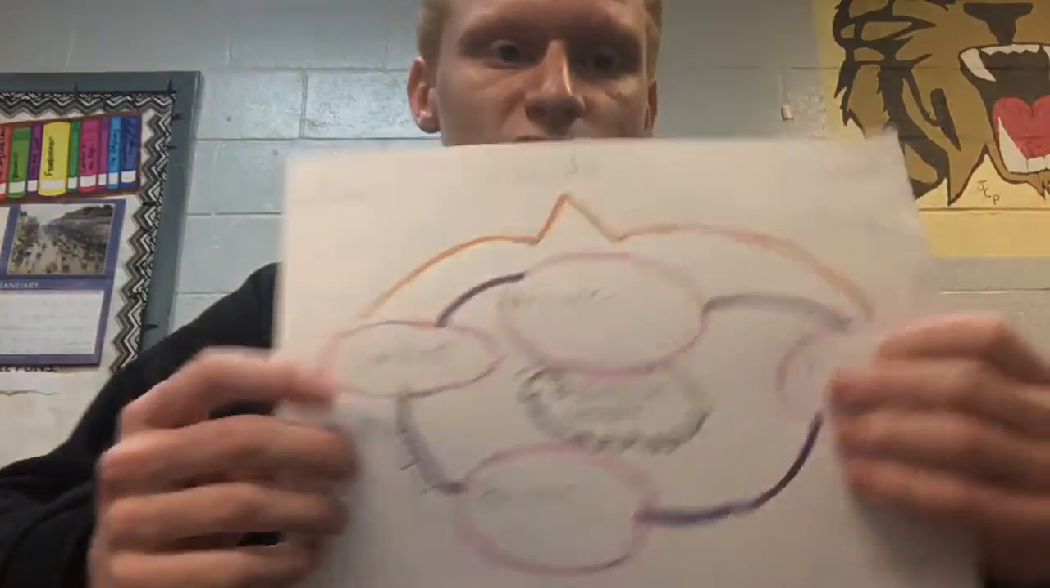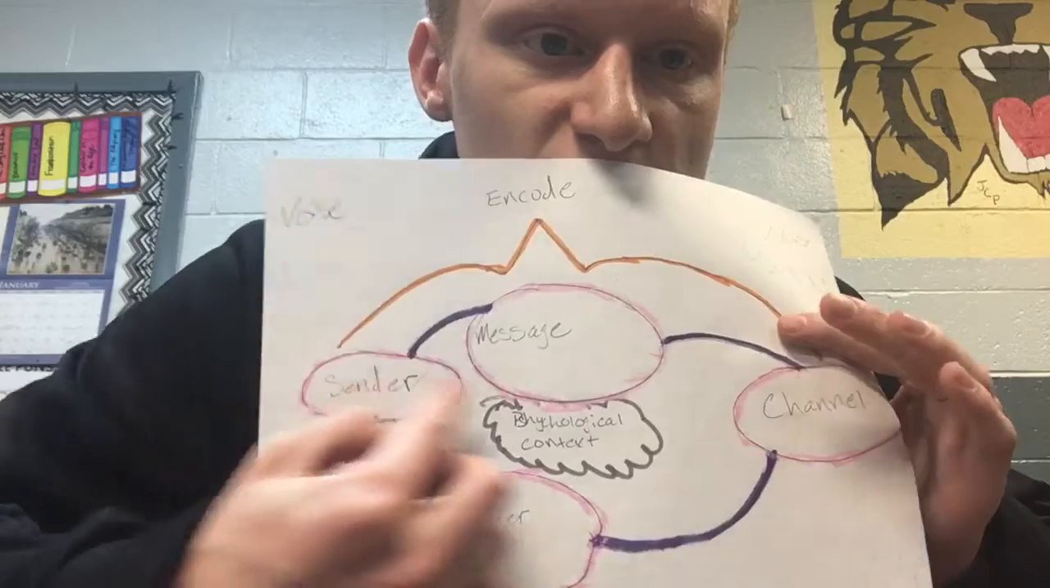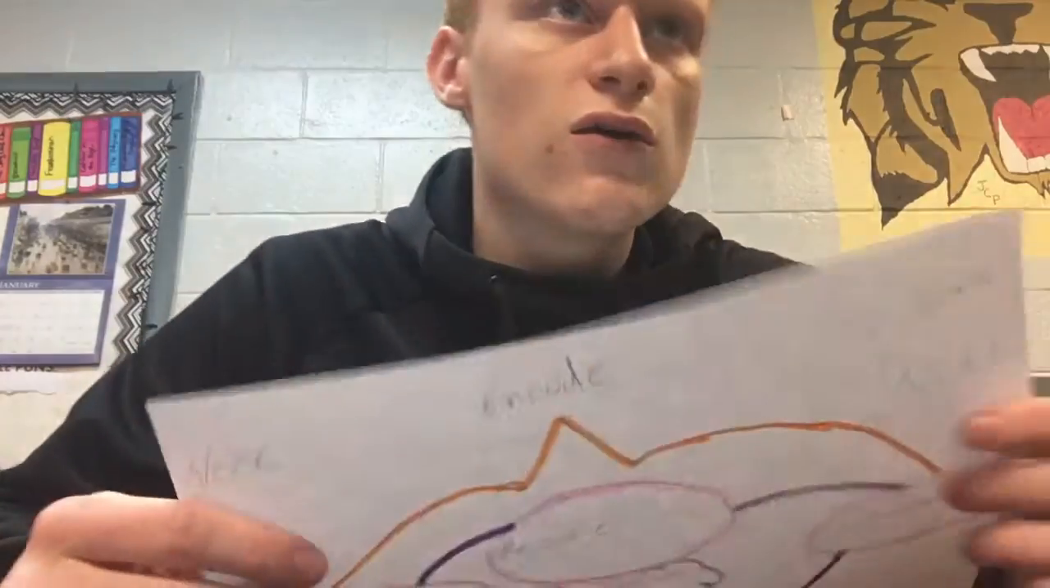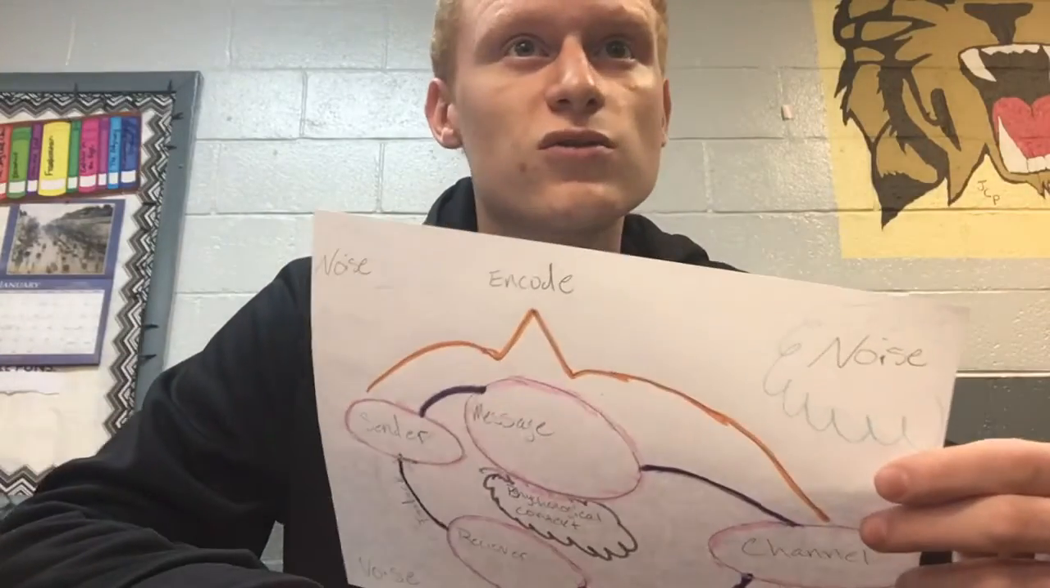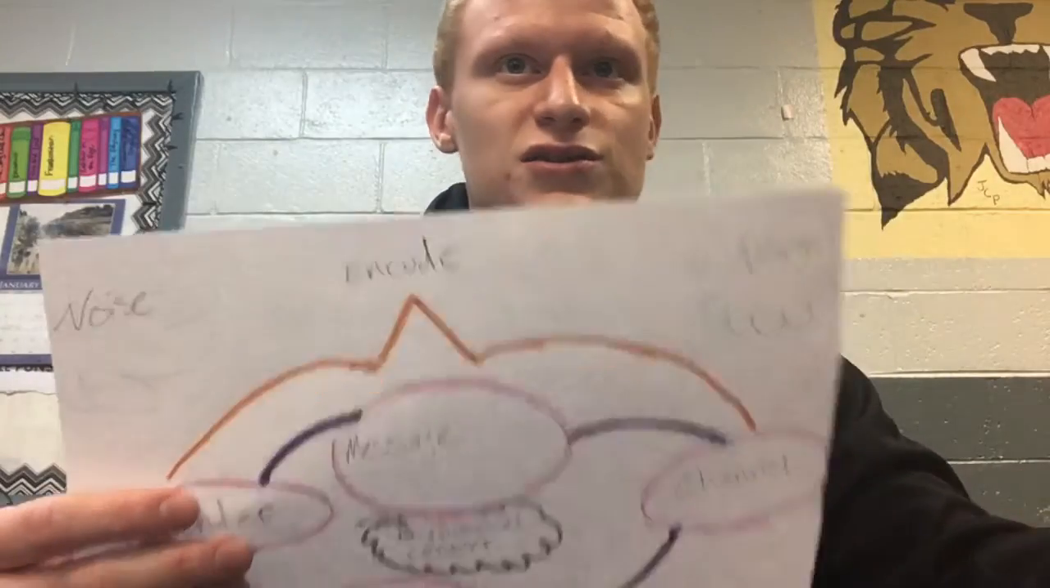So the next step in the model is the channel right here, which is how the sender is going to get the message to the receiver. So an example of a channel is a computer. If you're trying to talk over a computer, the channel is the computer. If you're trying to send a text message, the channel would be the phone. If you were talking face to face, the channel would be your own mouth. Okay?